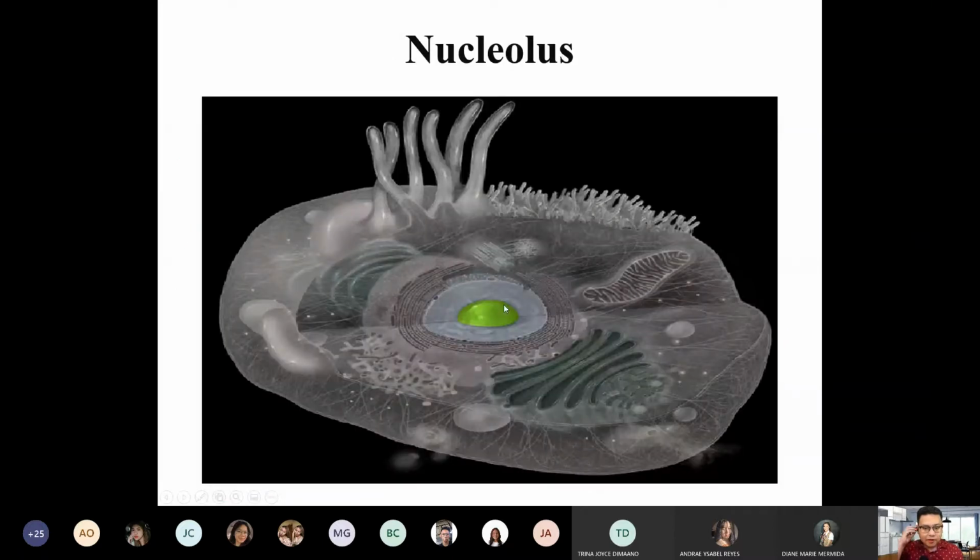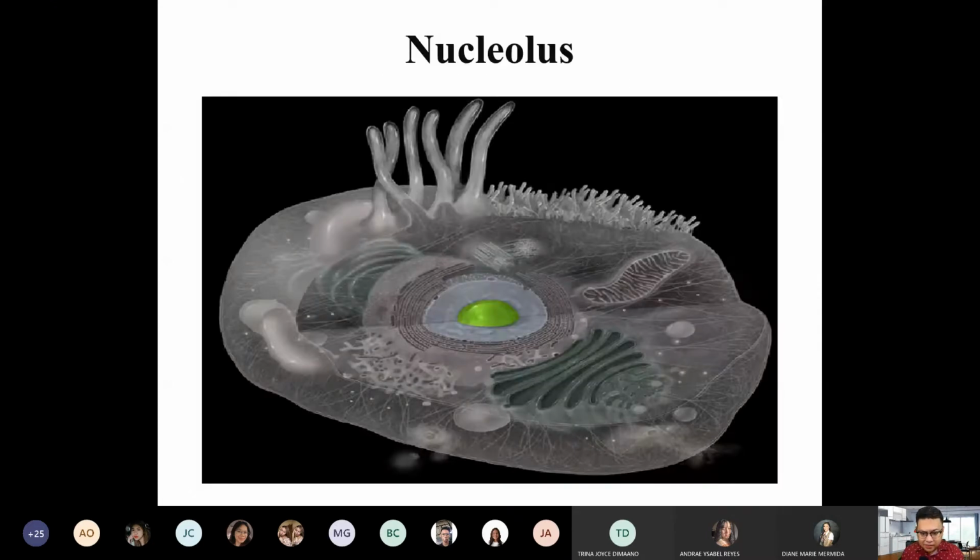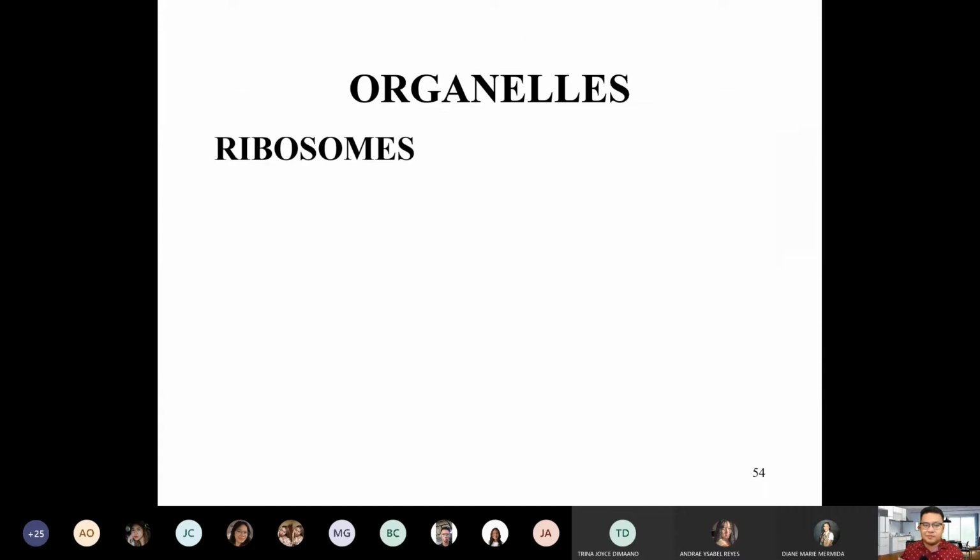Okay, so next we have our nucleolus. The nucleolus is actually found inside the nucleus. Kumbaga, kung nucleus yung nasa gitna ng cell, the nucleolus is within the nucleus. Okay. Next, we have our ribosomes.